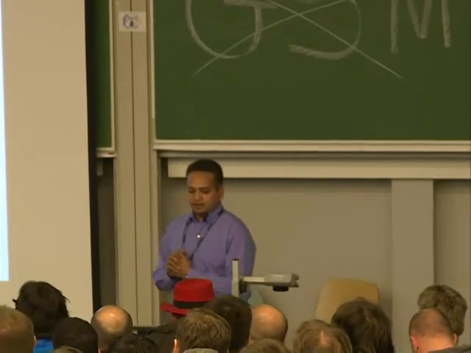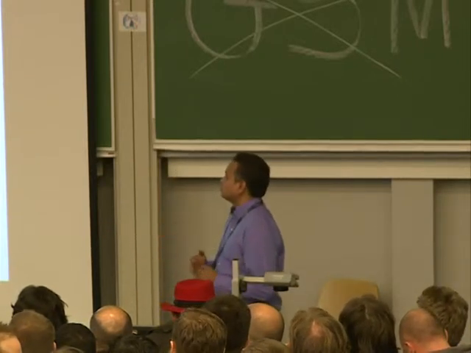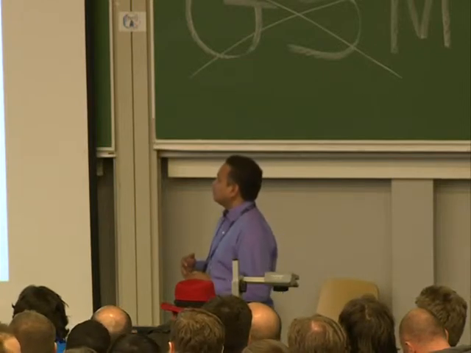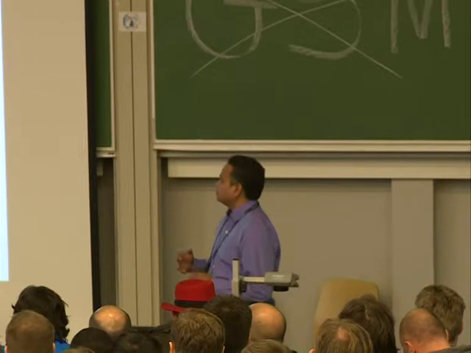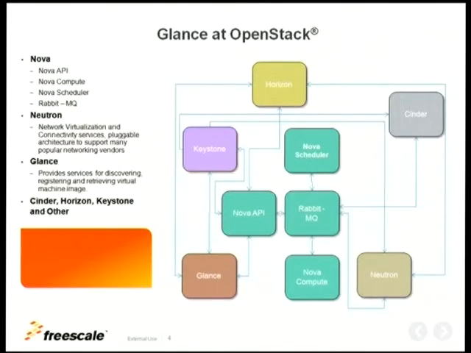So I'll just give a glance at OpenStack. Like we have multiple components of OpenStack, like Horizon, Keystone, and we have Nova. Nova, we have Nova Scheduler, RabbitMQ server, and we have Nova API and Nova Compute. And we have Neutron for network virtualization and connectivity services. And we have Glance for image storage, and retrieving the virtual machine images. And we have other components like Cinder, Horizon, and Keystone for authentication. And Horizon is for the dashboard where we can configure the services and networks. And we have Cinder for object storage.